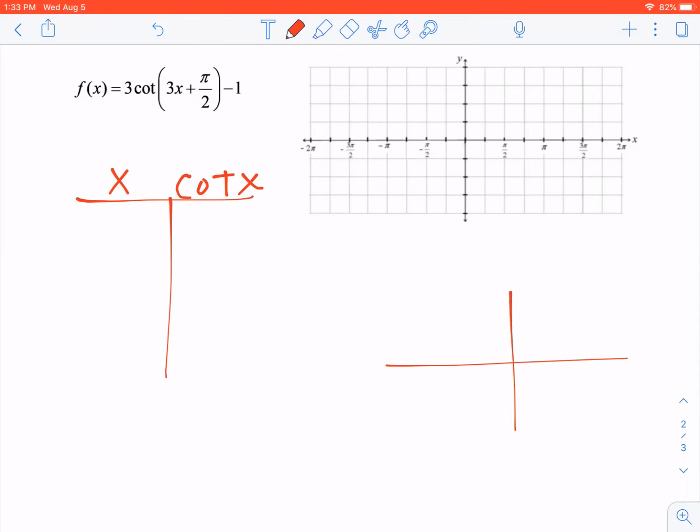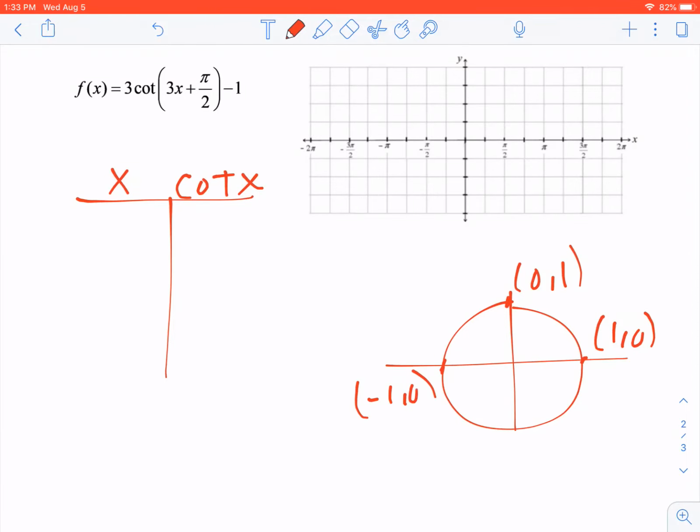As a reminder, if you're sitting there going, I can't remember how to start it, go back to your unit circle. This is the point 1, 0. This is the point 0, 1. This is the point negative 1, 0. This is what I'm doing as a teacher while I'm teaching this on a video so I don't screw up. Well, if I do the x over the y, I'm undefined here and here. My cotangent is 0 at the pi over 2 and 3 pi over 2 locations.